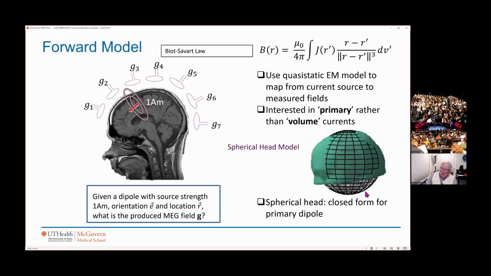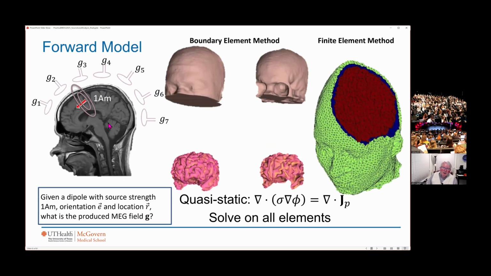And if it's a spherical head, there's a well-known closed form, it's been around for decades now, where if you specify the primary dipole, it'll give you the gain vectors. Pretty easy, but it is for a spherical head. More realistically, and what really sells to committees, to grant reviews, to papers, they love to see these boundary elements and finite elements. These are harder to solve, but they look far more realistic. But it's still the same problem.